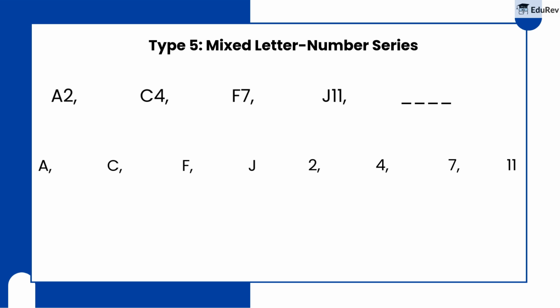Letter track. Convert to positions. 1, 3, 6, 10. Look at the jumps. The pattern of the jumps is plus 2, plus 3, plus 4. The next jump must be plus 5. Apply this to the last letter. J, position 10, plus 5 equals 15. The 15th letter is O.